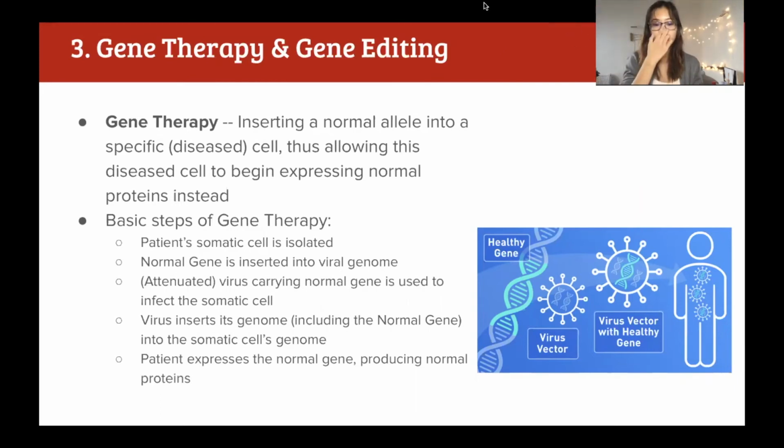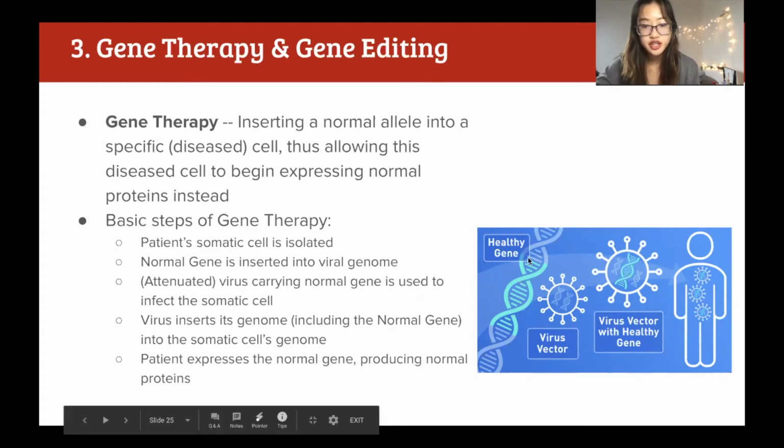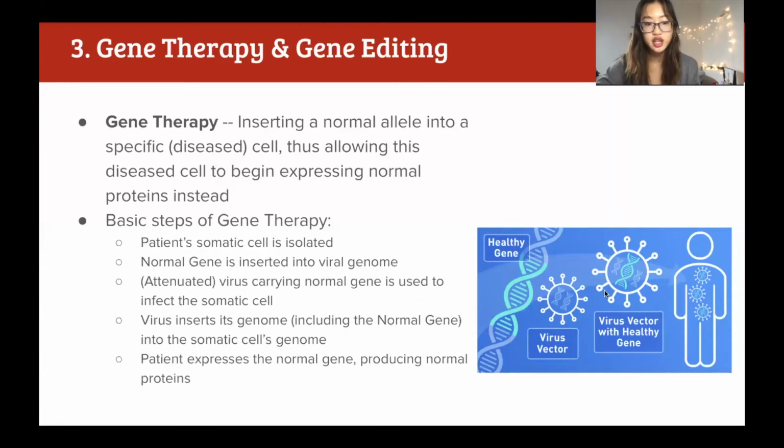Okay, so basic steps of gene therapy. Honestly, this diagram here is all you need to know. So you see, we have the gene here. It's isolated. This gene is inserted into a viral vector. So this virus carries the normal gene, right? It carries the normal gene into a somatic cell. And this somatic cell, therefore, is kind of infected by the virus.